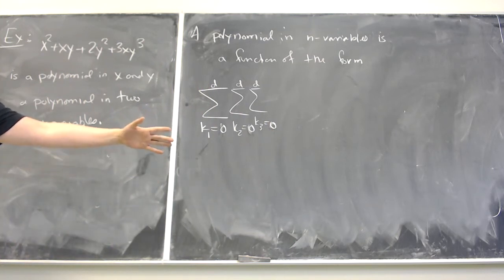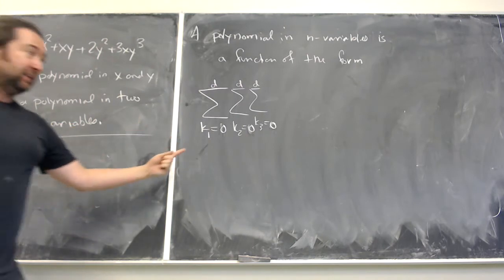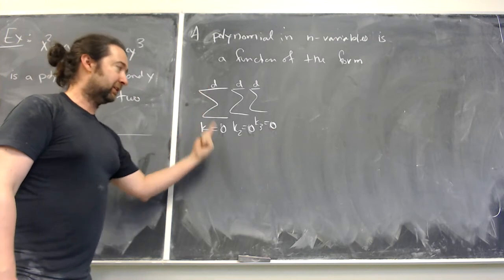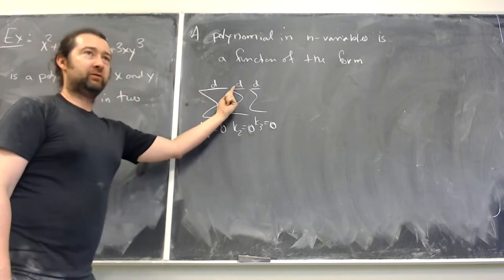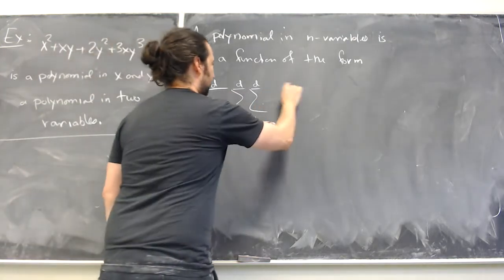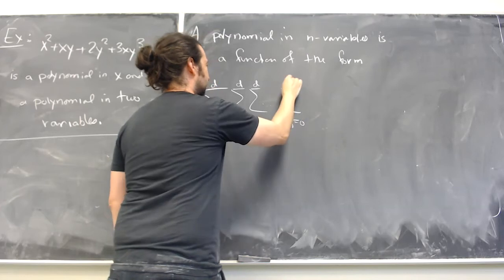I promise I'm going to explain this notation. It's going to look insane. Okay, it's going to look crazy. So I'm letting all powers of x1 go from 0 to d, and all powers of x2 go from 0 to d, and all powers of x3 go from 0 to d, all the way down until I have the sum from kn equal to 0 to d.